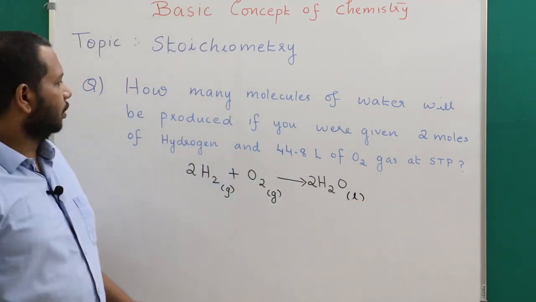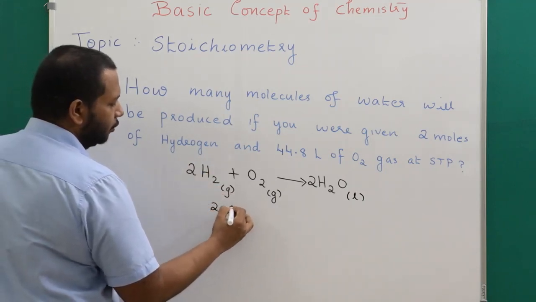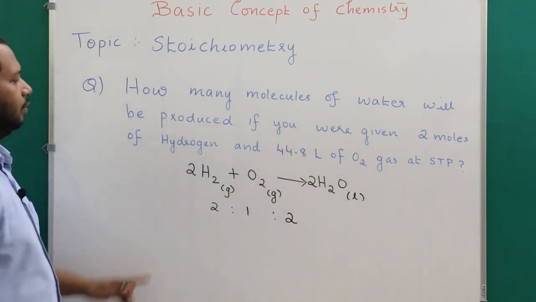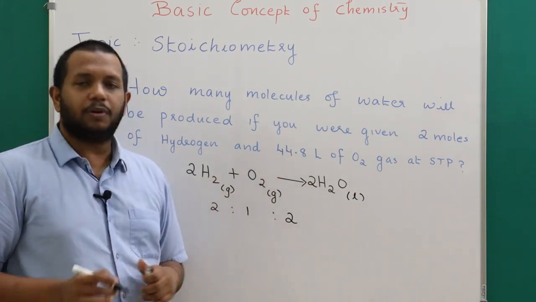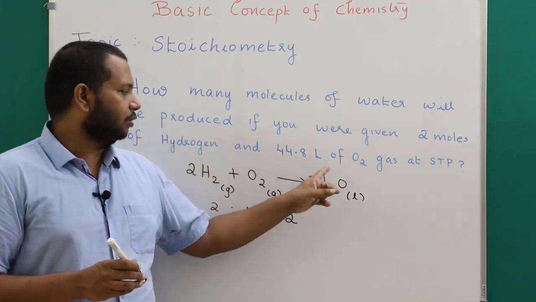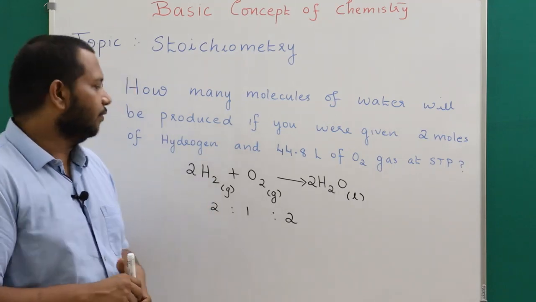Fine. Now the question here is, what is the stoichiometric ratio? You know that the stoichiometric ratio is 2:1:2. Correct? 2:1:2. So how will you interpret this? 2 mole of hydrogen needs 1 mole of oxygen to produce 2 mole of water. This is my interpretation. Now what is given to you?